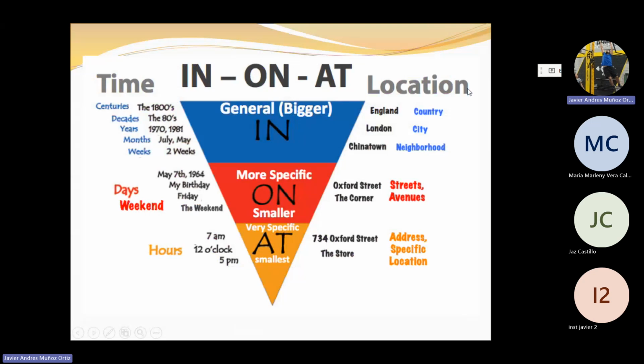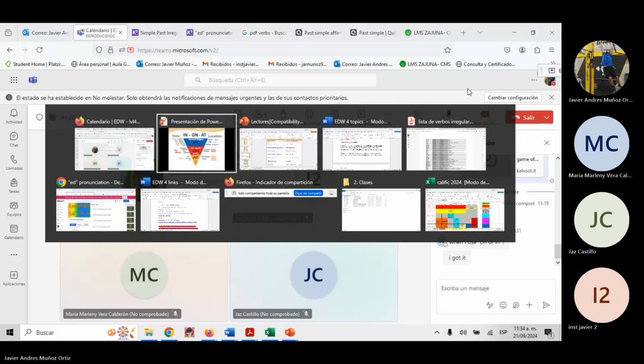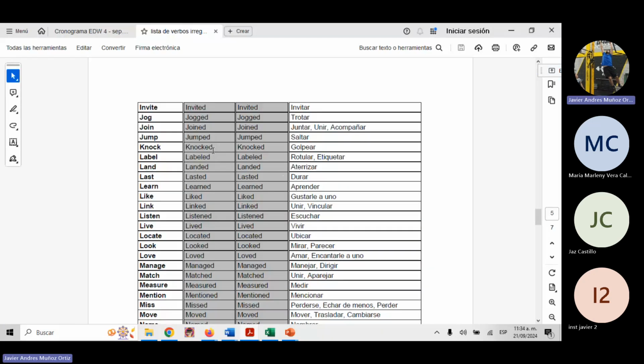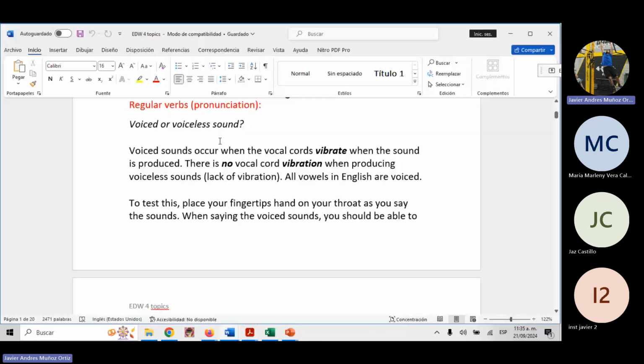So pleasure, yes. Okay, let's return to what we were talking about some minutes ago. Past form and past participle form have the same writing, but also the same pronunciation. And this is what matters now, the pronunciation.